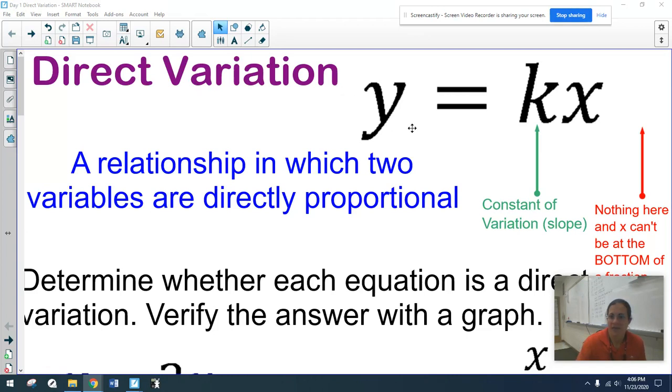Today is direct variation. This is the equation for direct variation. It's just like y equals mx plus b, except there is no b. That's the only difference. And for some reason, instead of putting an m, they make it a k. But k is going to be the constant. It's just like the slope.